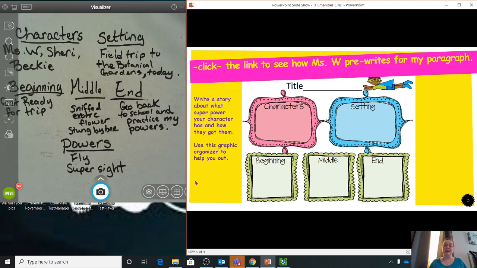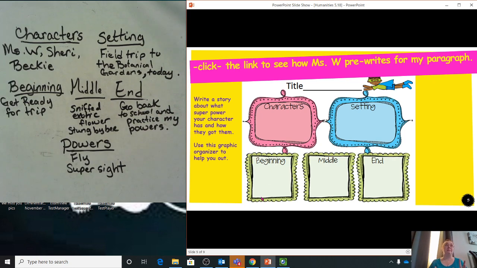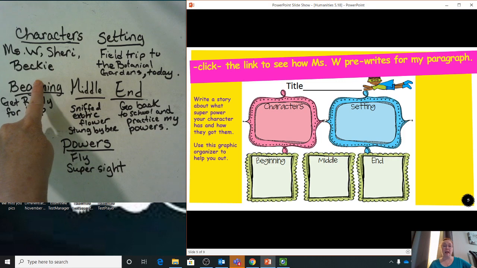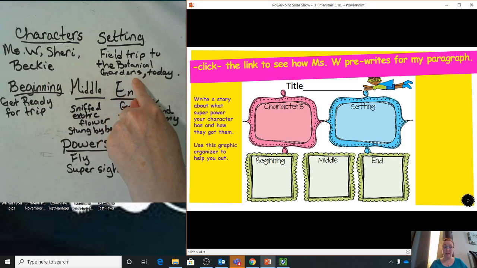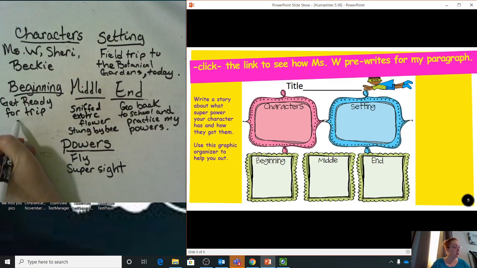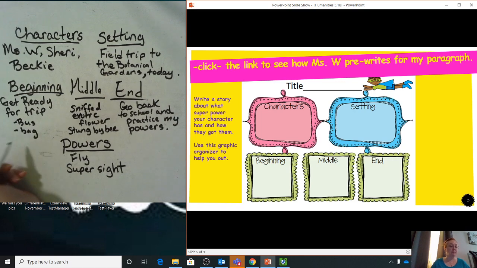So the next thing we're going to talk about is having a beginning, middle, and end, okay? So for the beginning of my story, I'm thinking that I need to get ready to go on my field trip. So I'll probably have to get my sunscreen. I'll interact with my other two characters. I think we'll probably get on the bus, right? So you can write all of those things down. Okay, bus, I have to get my bag ready.